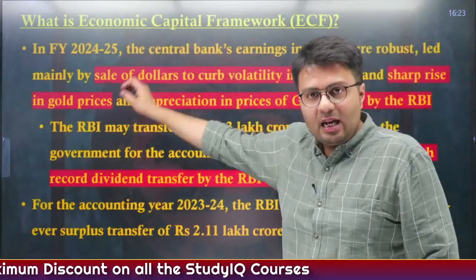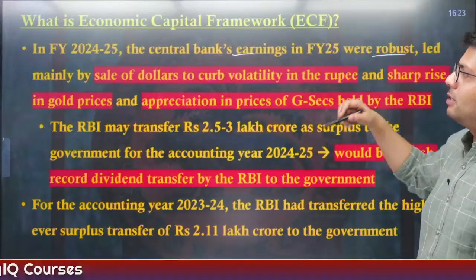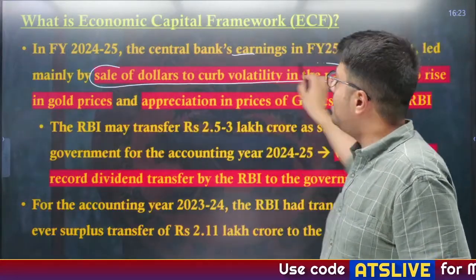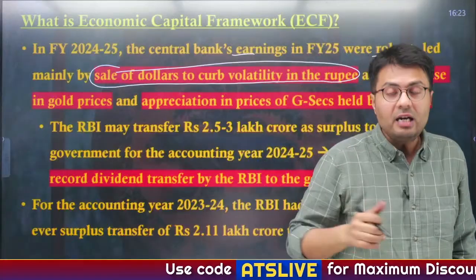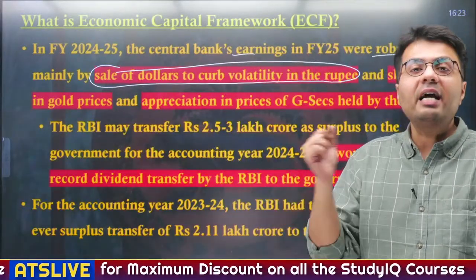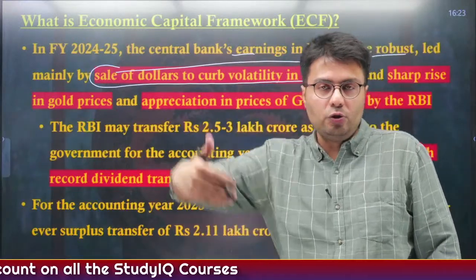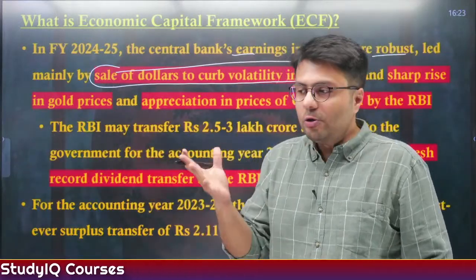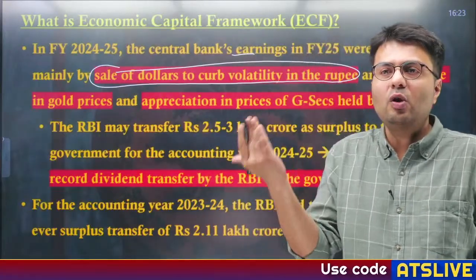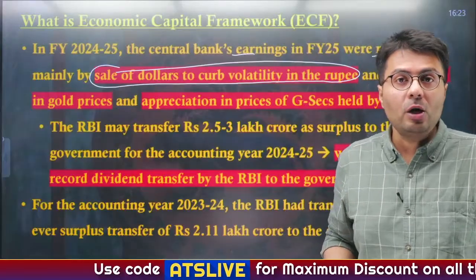Now, in the last financial year, the central bank, that is RBI's earnings, were very robust, which was led mainly by the sale of dollars to curb volatility in the rupee market. We understood in our previous discussion that the rupee was significantly depreciating. So to control that depreciation, RBI sold dollars in the market, and RBI would have made some money out of it, because it would have purchased that dollar at 50 rupees and sold it at 80 rupees. So 30 rupees profit per dollar.